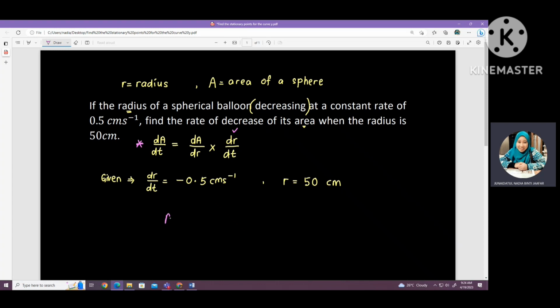So we know that the area of a sphere is equal to 4 pi r squared. Okay, so from A equals 4 pi r squared, we can find dA over dr. We differentiate the area with respect to r, the radius. So we have 8 pi r, because the power of r we must reduce by 1 unit, minus 1. 2 minus 1 is equal to 1. Okay, so dA over dr is 8 pi r.